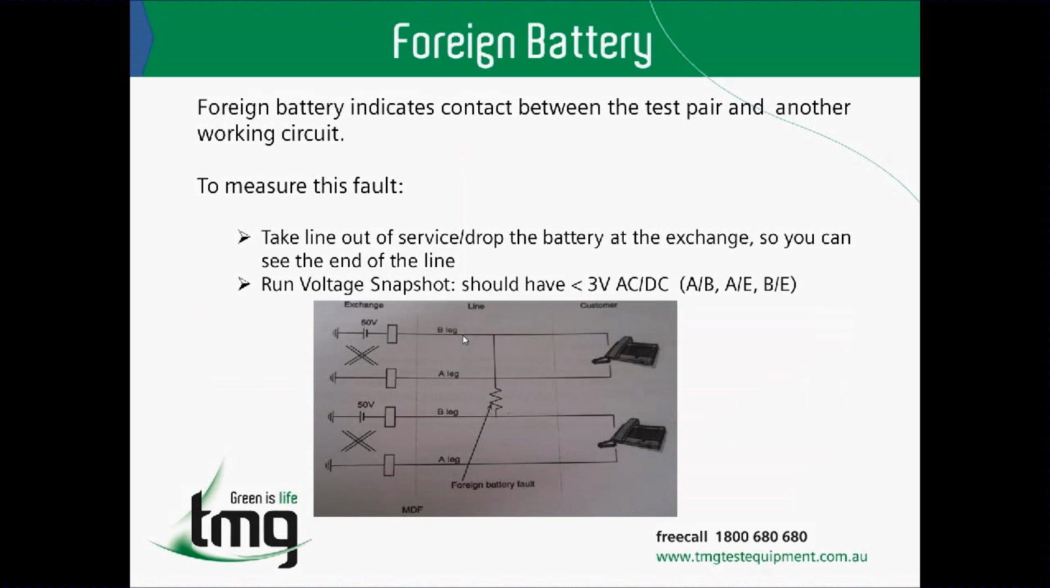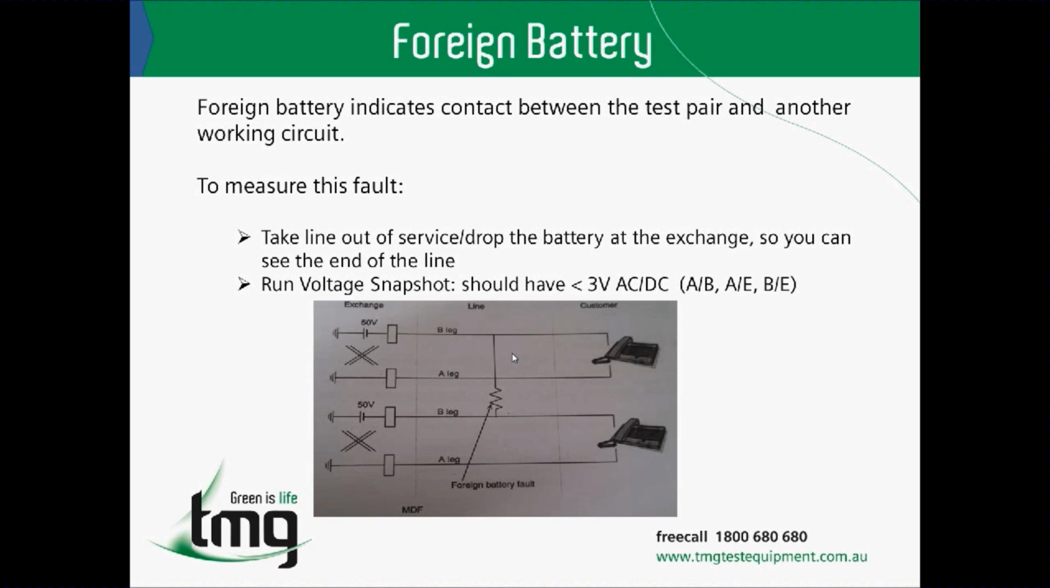Move the foreign battery test. As we all know, foreign battery indicates contact between the test pair and another working circuit, that is another working pair. To measure this fault, we have to take the line out of service, drop the battery at the exchange, so we can see the end of the line.